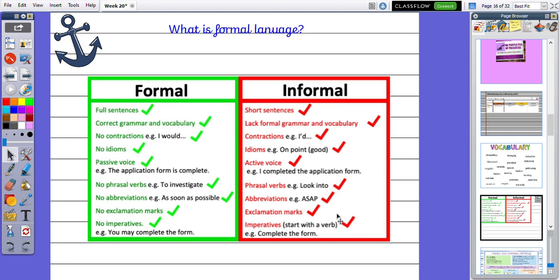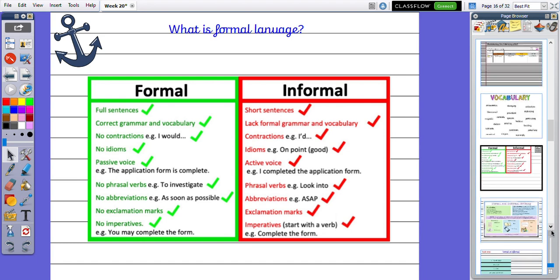We try and avoid the use of exclamation marks. Again, if we can use them appropriately in our non-chronological report, we can use them, but we don't want to overuse them. And we don't want to use any imperative verbs, so we wouldn't say complete the form, we would say you may complete the form, but again, that one's not too appropriate for what we are writing in a non-chron, but that's what we would think about when writing formally.